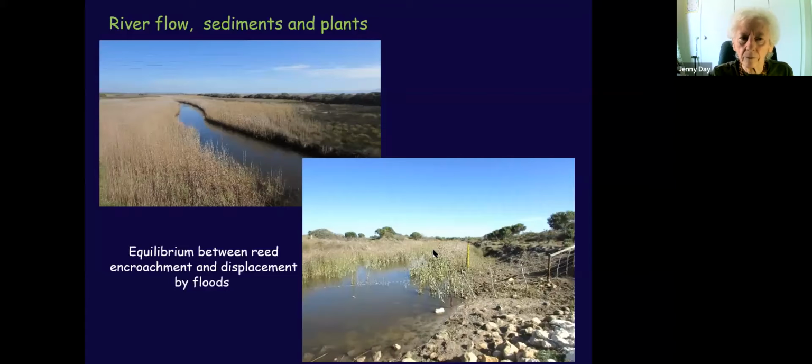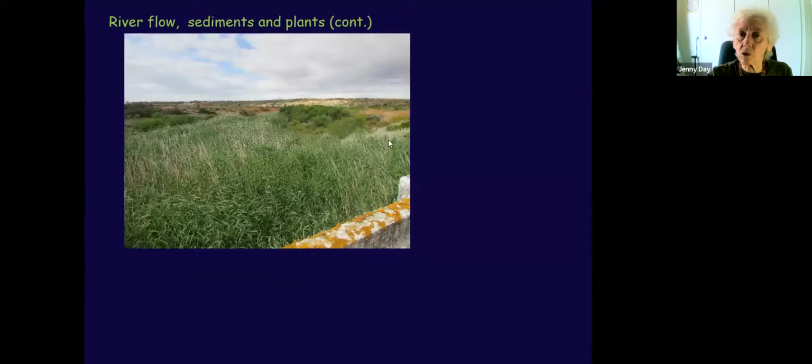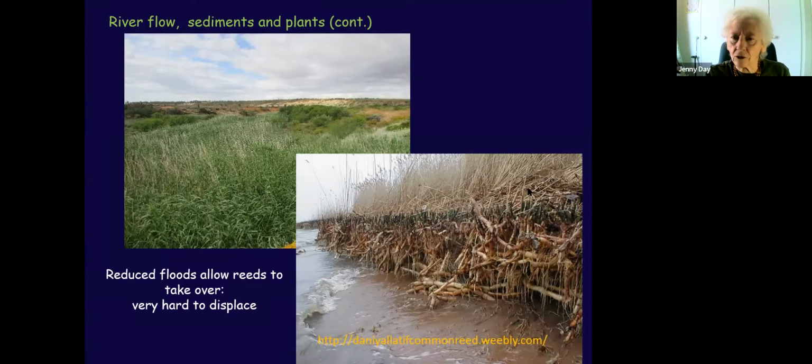So the reeds build up, and there's an equilibrium in most cases between reed encroachment and displacement by floods. And the length of that cycle varies considerably depending on the river, but essentially, as long as the river flows often enough, there is going to be a good equilibrium. What happens when there's less water upstream is that the reeds just go crazy and take over completely. It becomes more and more difficult, and a bigger flood is needed to clear them. And if you see this photograph, it shows a stand of reeds, and you can see the enormous tangle of roots and tubers underneath, which shows why it is that when once they become really established, it's very, very difficult to displace them.